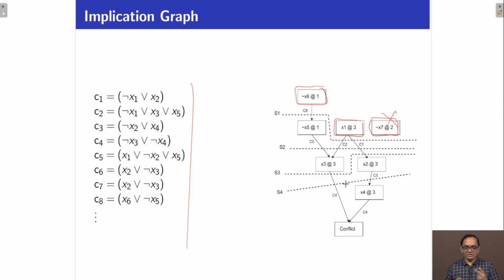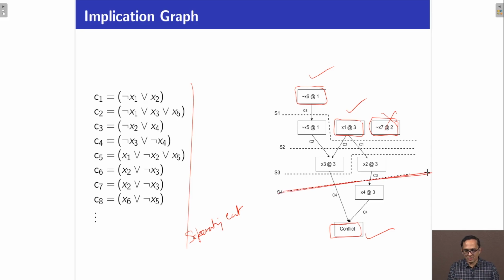So, I have two decisions, x6 equal to false and x3 equal to 1, and these two decisions lead to this contradiction or conflict, right. So, what I am saying is that you can create what is called a separating cut, which effectively cuts this graph in such a way that all the paths from these root nodes to this conflict node cross through this cut, right. There are multiple possible cuts, right.